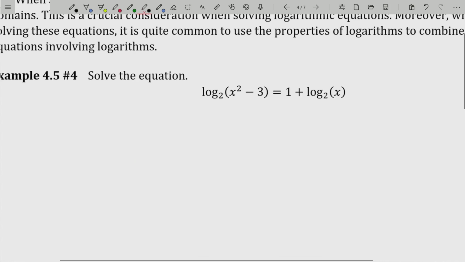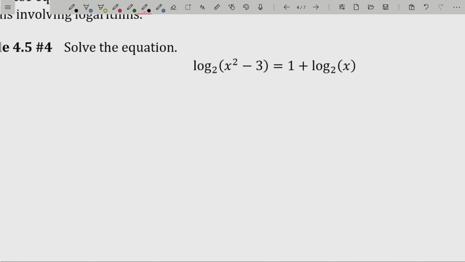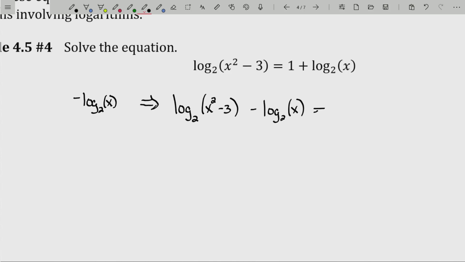Otherwise, what you're commonly doing when you're solving log equations is using properties of logarithms. So let's go ahead and dive into this one right here. You want to isolate the x values, so I'm going to move everything with x's to one side of this equation. I'll just subtract log base 2 of x from both sides. So I have log base 2 of x squared minus 3, minus log base 2 of x, is equal to 1.